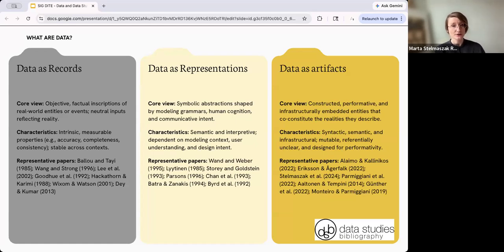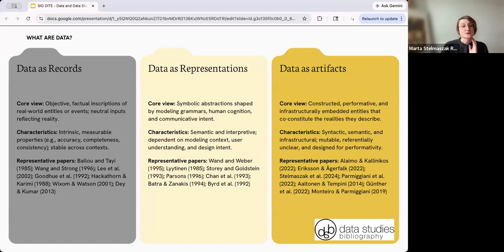So in here, there's an understanding that data are always some kind of symbolic abstractions of phenomena that are shaped by, for example, modeling grammars, but also human cognition. So data modelers who create data, the way they think and understand the world, impact what kind of data is created, and also what they are meant to communicate.